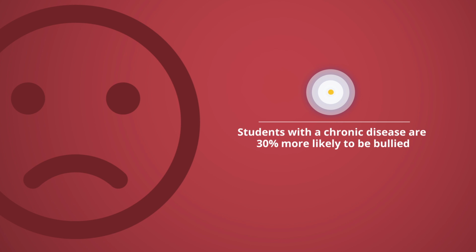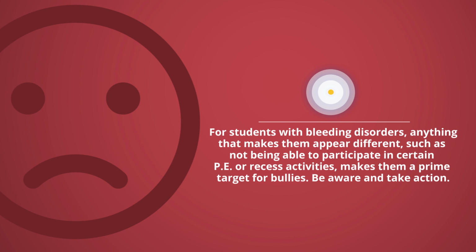Students with a chronic disease are 30% more likely to be bullied. For students with bleeding disorders, anything that makes them appear different, such as not being able to participate in certain PE or recess activities, makes them a prime target for bullies. Be aware and take action.